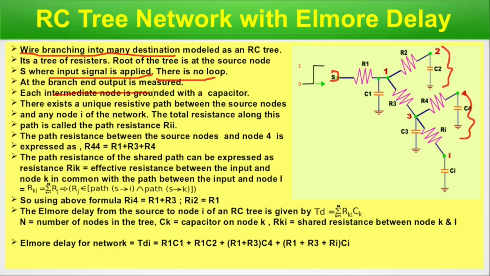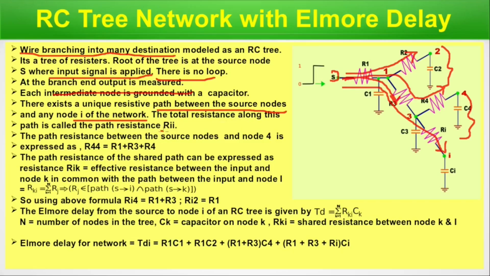As we can see, there exists a unique resistive path between the source node and any node i of the network. Like S and 2, the path is this. S and 3, the path is this. S and 4, R1, R3, R4. And to i, R1, R3, Ri. This is the path. The total resistance along this path is called the path resistance, Rii.